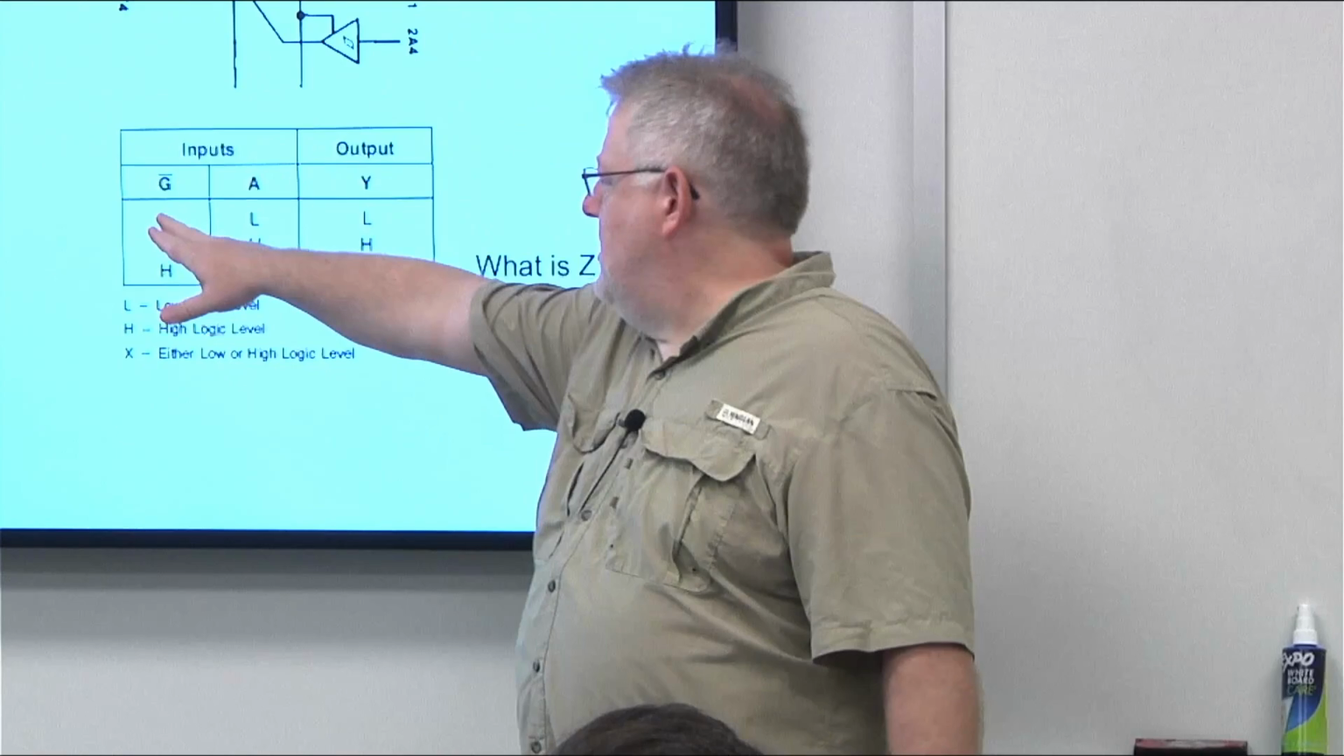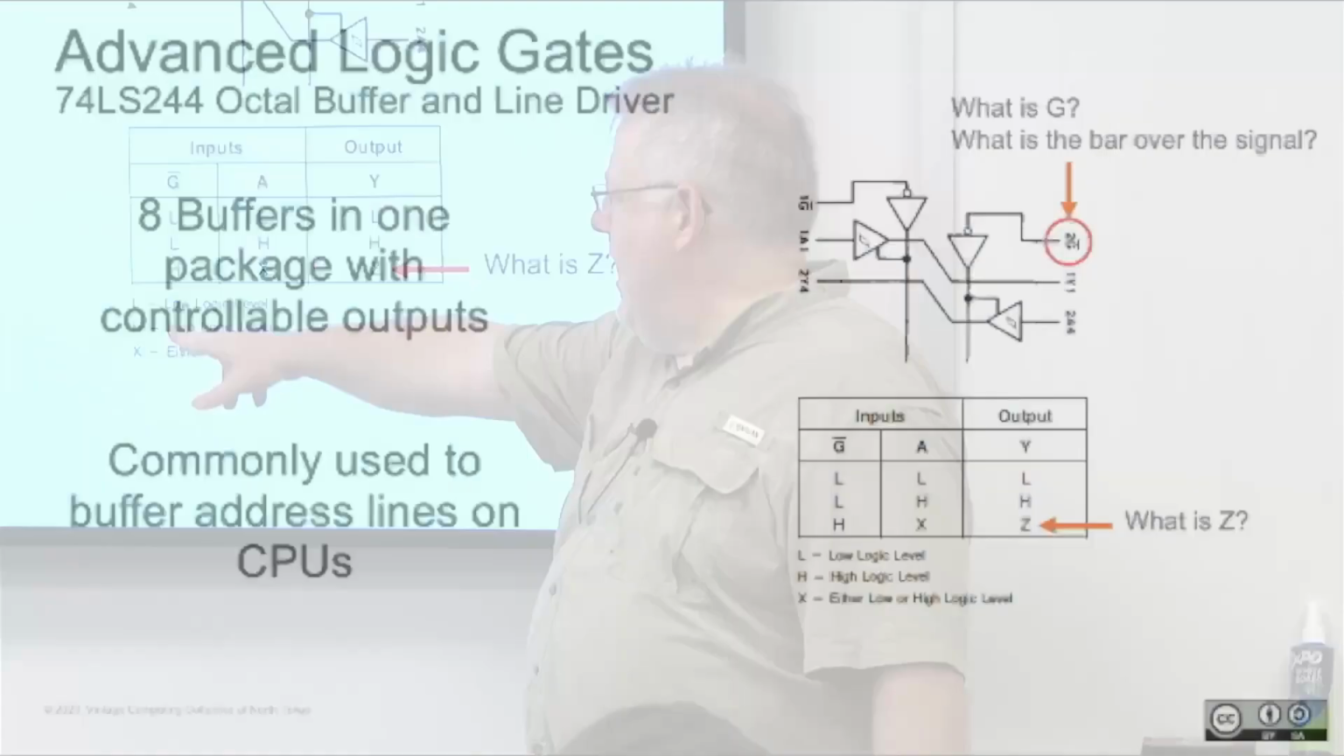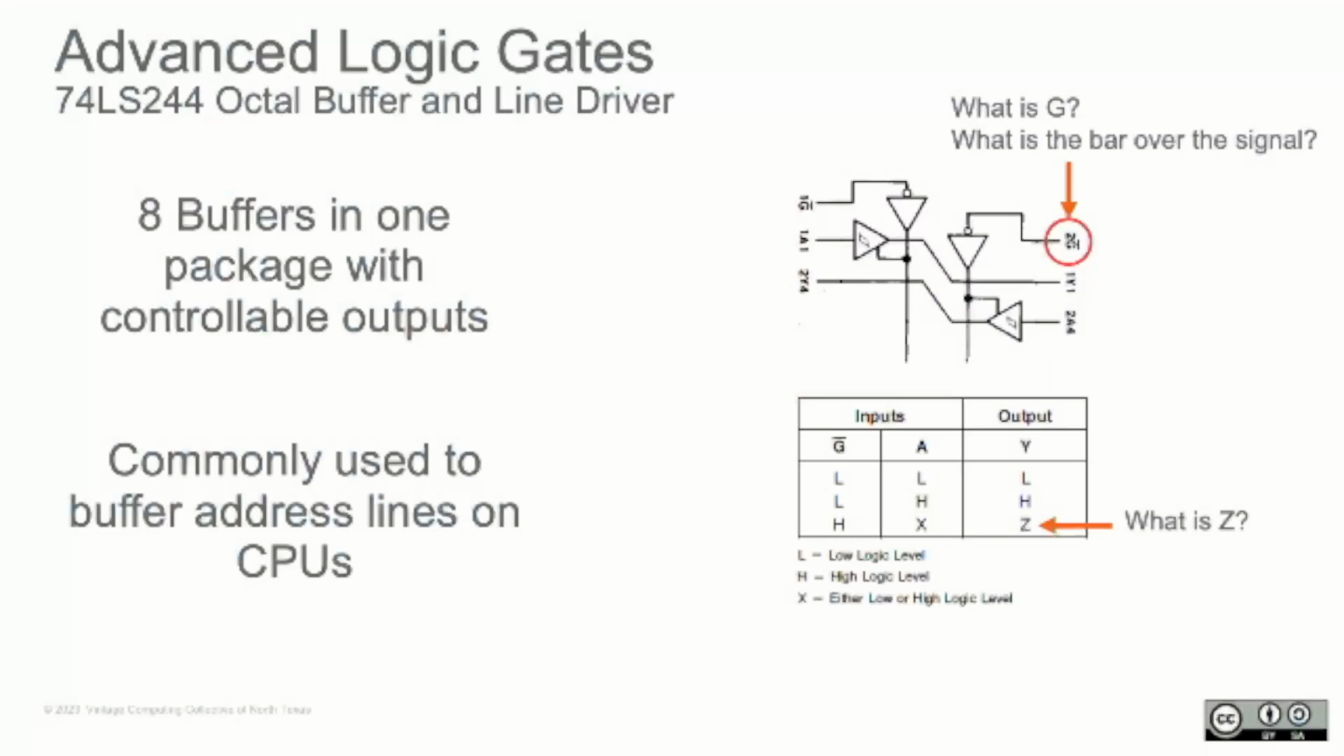All right, so we have this right here. If we bring that enable pin low, then whatever we have at A gets sent to B. If it's low, the output's low. If it's high, the output's high.